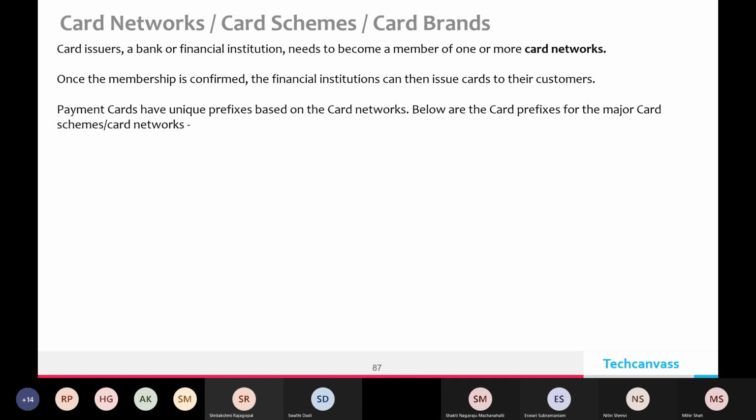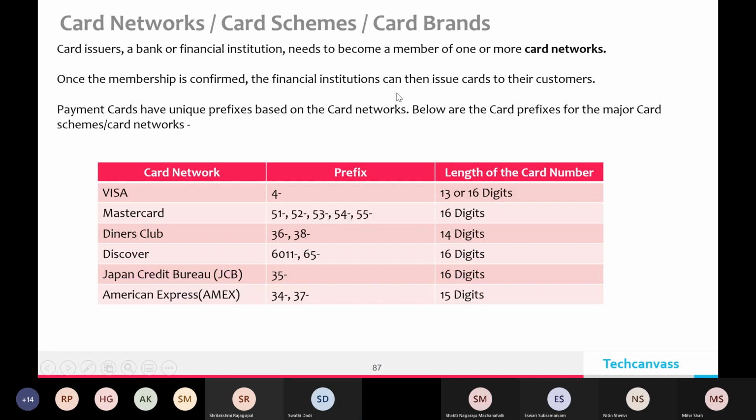So what are the different networks we have? RuPay, Visa, MasterCard, Diners Club, Japanese Credit Bureau, Amex, different networks are there. First the bank applies to the card network that it wants to issue cards for, and the bank has to follow those protocols and pay certain fees. Once they get the approval, they can issue the credit cards or debit cards, whatever cards they want. So effectively the membership needs to be confirmed, and once it is confirmed, the financial institutions can issue the card to the customers.